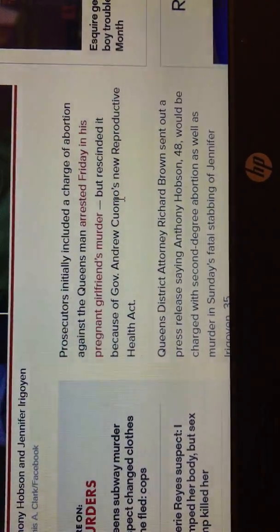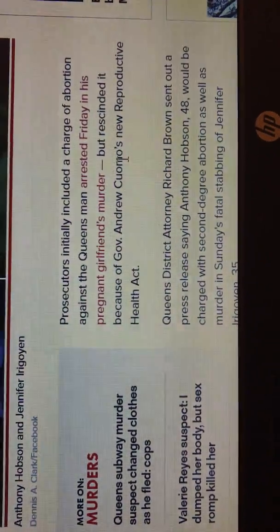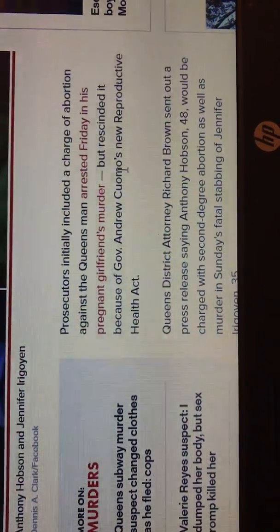So this guy kills his girlfriend and the baby, and it says, prosecutors initially included the charge of abortion against the Queens man arrested Friday in his girlfriend's murder, but rescinded because of Governor Cuomo's new Reproductive Health Act. That's called the Reproductive Health Act. Now, they're going to file second-degree murder charges against the guy, but it's called reproductive health. I don't know, that dude that killed his girlfriend, he didn't make her very healthy. And that's just me speaking as a doctor.